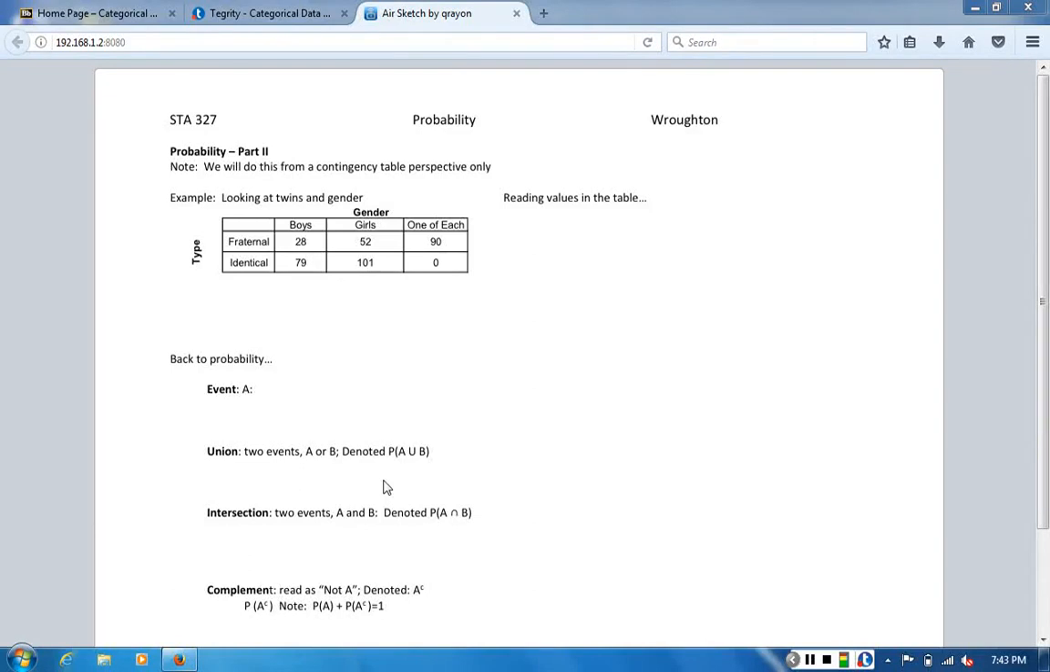Alright class, so we're into the second part of probability, and again, it's just a little bit that we need to know so that we can understand some of the stuff we're going to be doing. This is some stuff that we need to know before we can get into the two proportions notes.